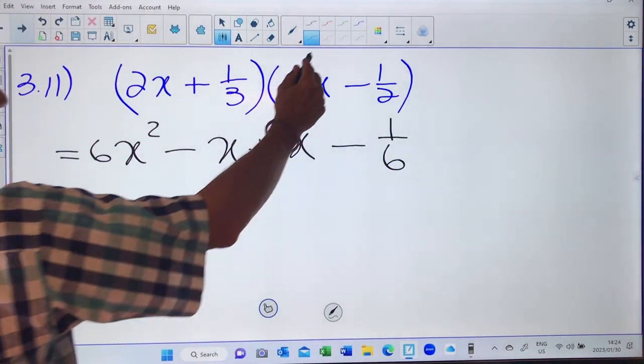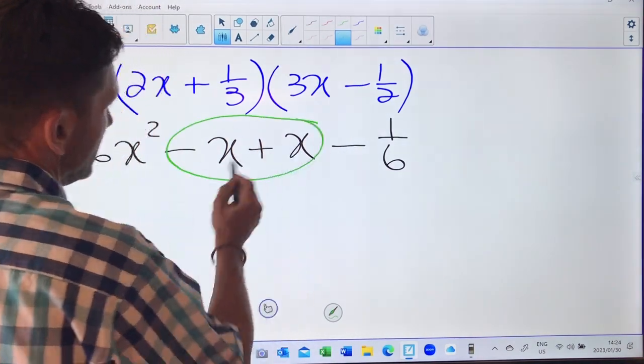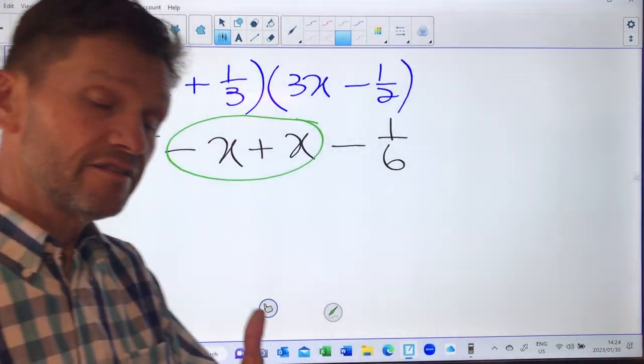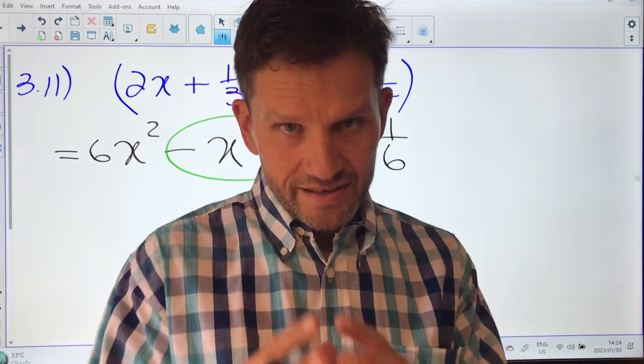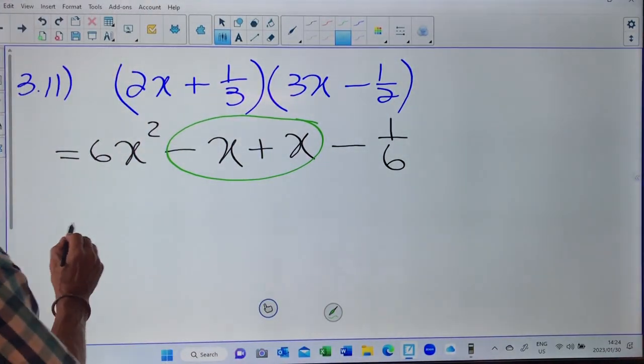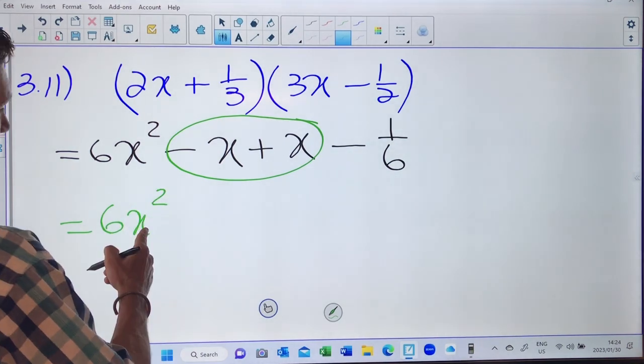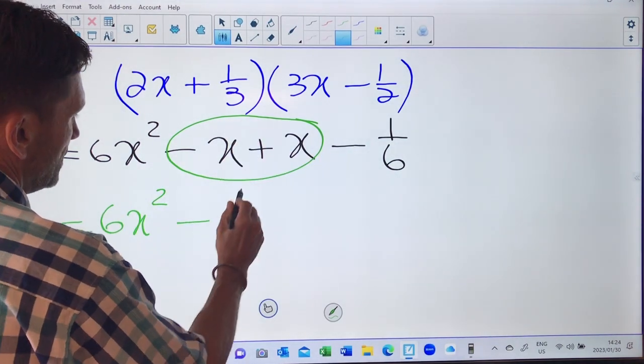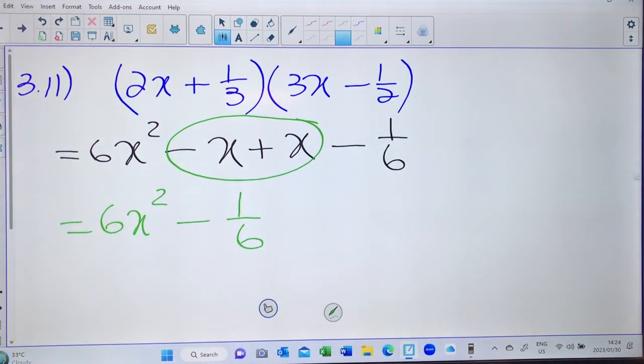The middle two, again, are like terms. They are additive inverses. Additive inverses means that if you add them together, they give you 0. So my final answer would be 6x squared. That part falls away. Minus 1 over 6 is left.